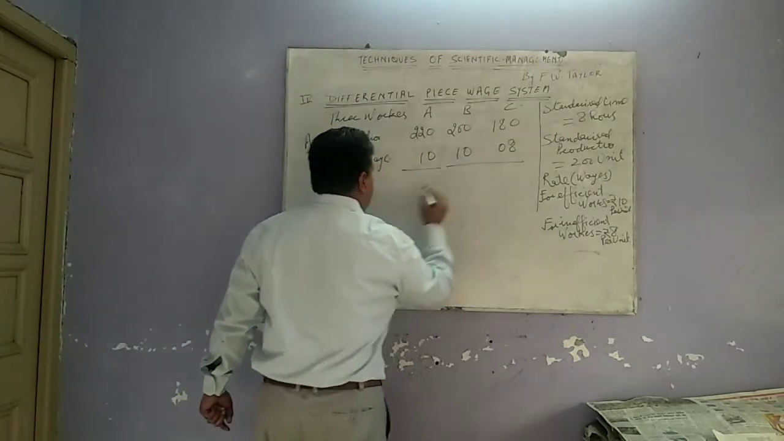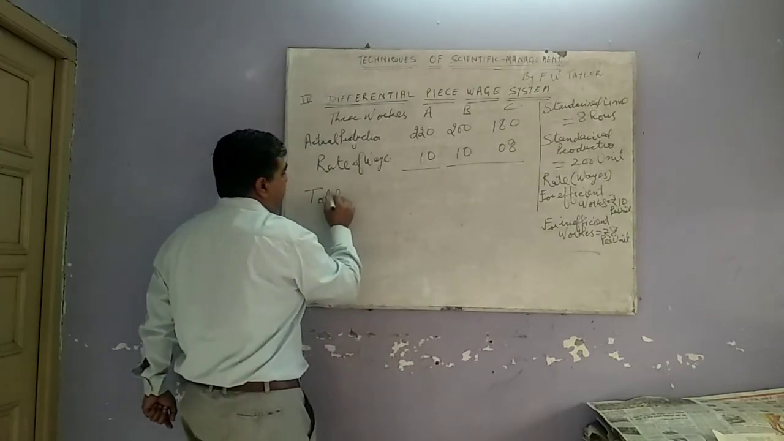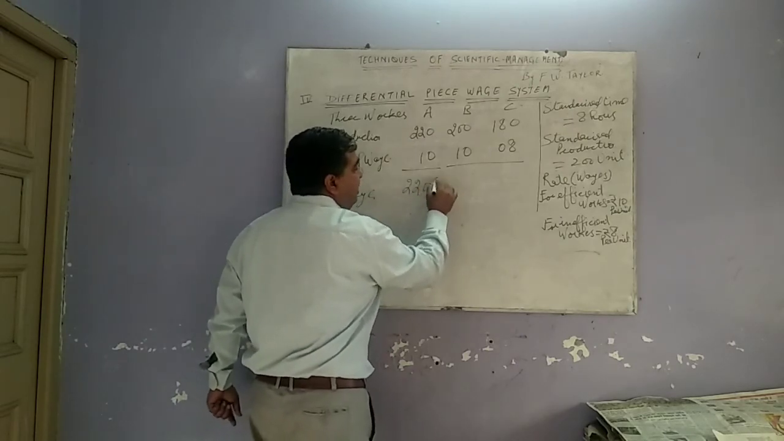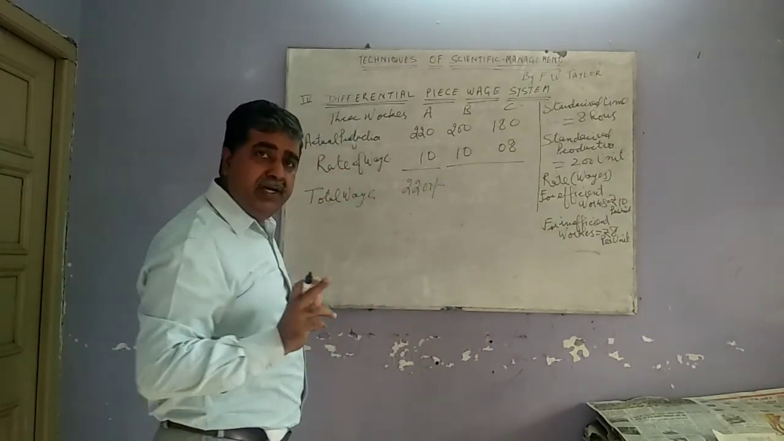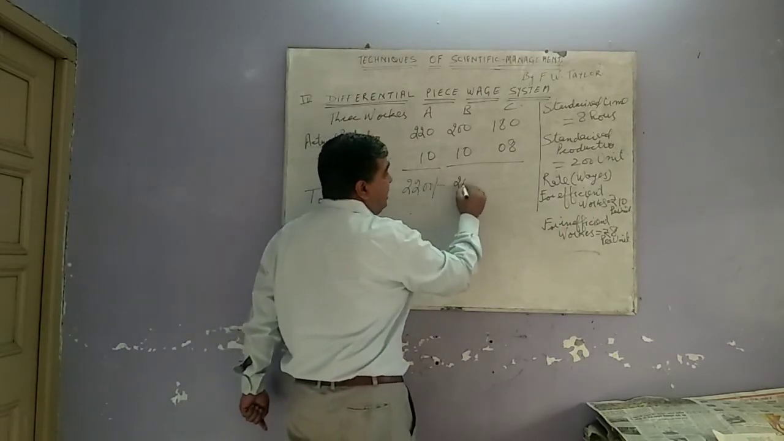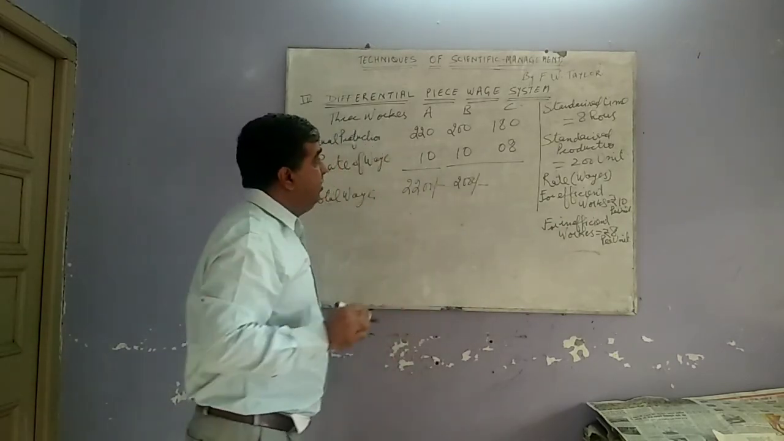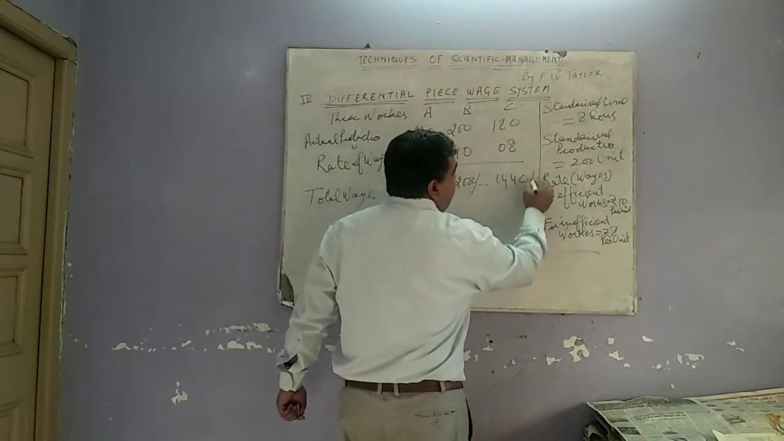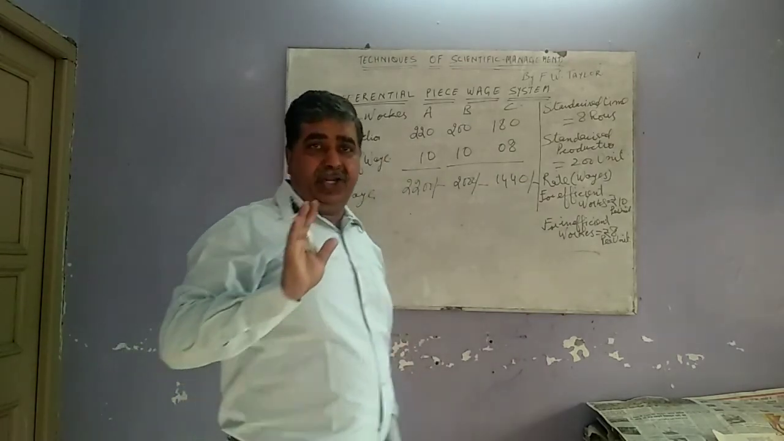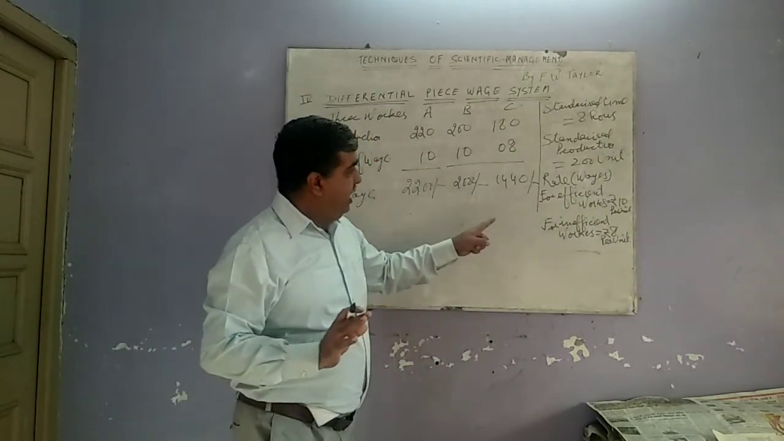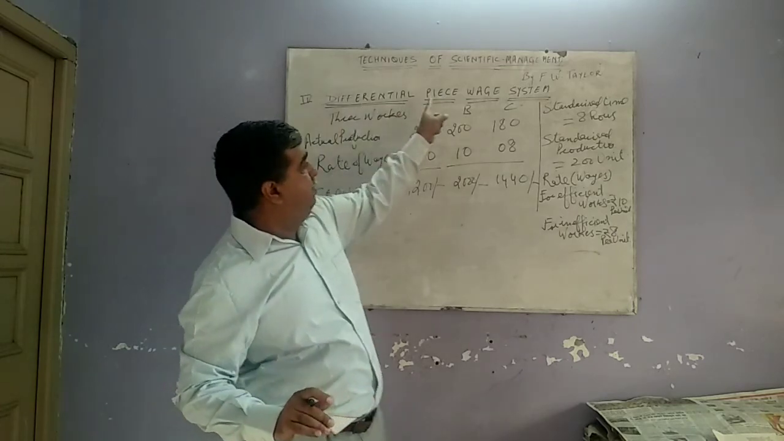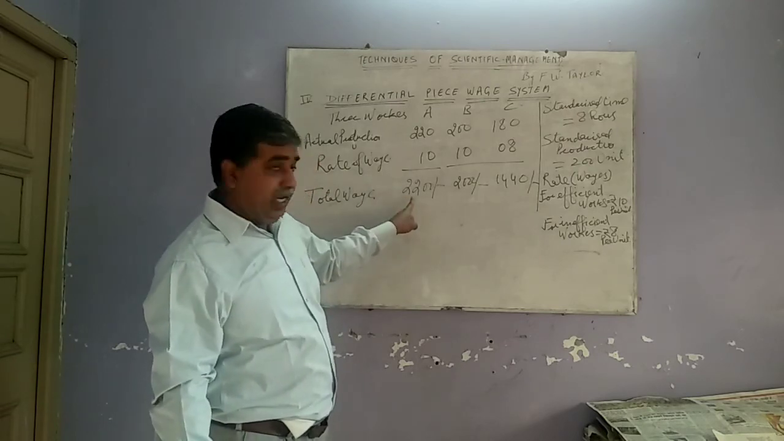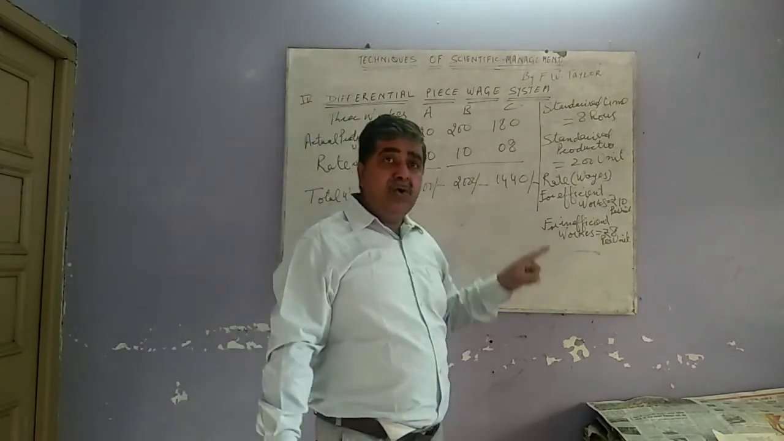What will be the total wages? For A it is 2,200. For B it is exactly 2,000. For C it is 1,440. As per this technique of differential piece wage system, A and B being the efficient workers, they are getting more wages as compared to C.